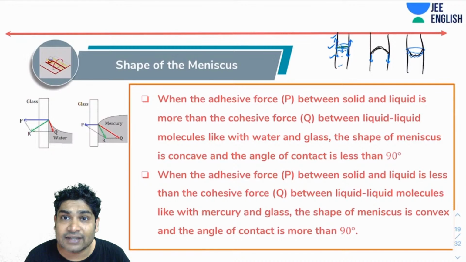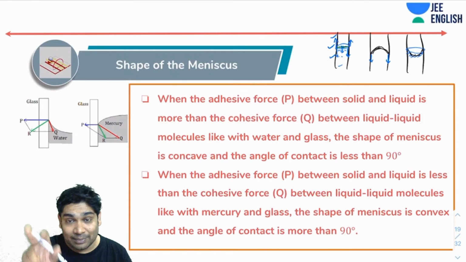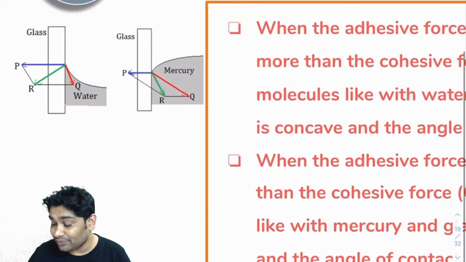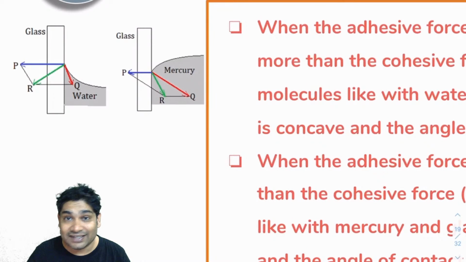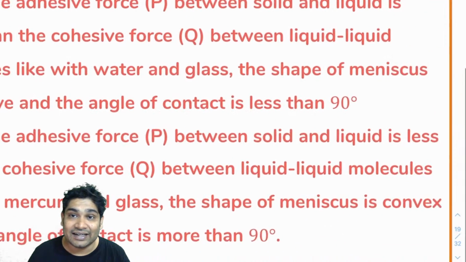So here it says that when the adhesive force between solid and liquid is more than the cohesive force between the liquid molecules, for example, glass and water. We know that the adhesive force between glass and water is higher than the cohesive force between water molecules. So what happens is that the meniscus takes up a concave shape, which you can see here. This is the kind of shape that it takes. And now what happens to the angle of contact? So this is the angle of contact. You will see this is less than 90.